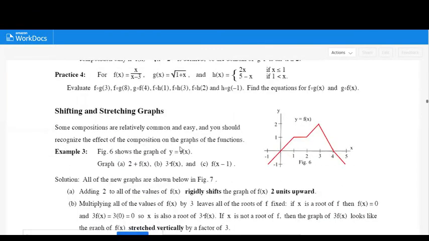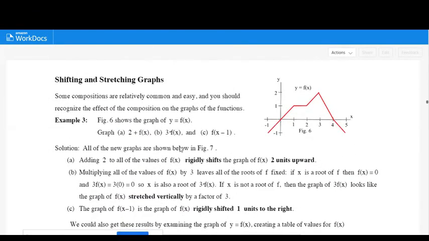Okay? Next, we have shifting and stretching of graph. So some compositions are relatively common and easy. And you should recognize the effect of the composition on the graphs of the function. So here, nasa right natin, figure 6 is the graph of y equals f of x. So i-graph natin si 2 plus f of x, 3 times f of x, and f of x minus 1.